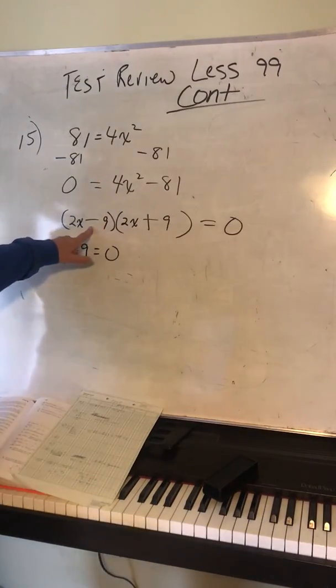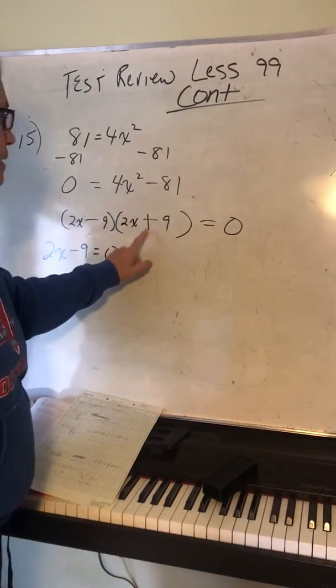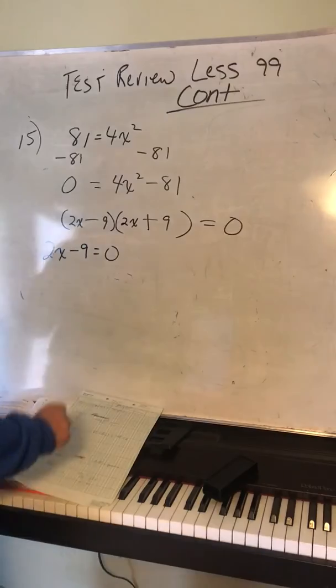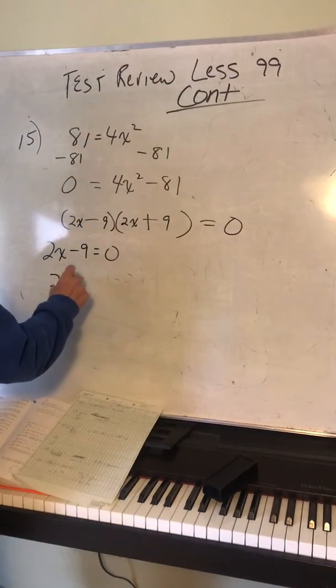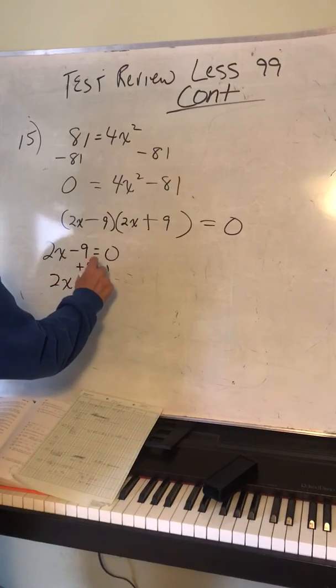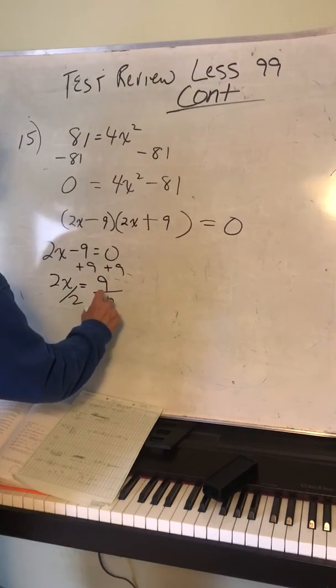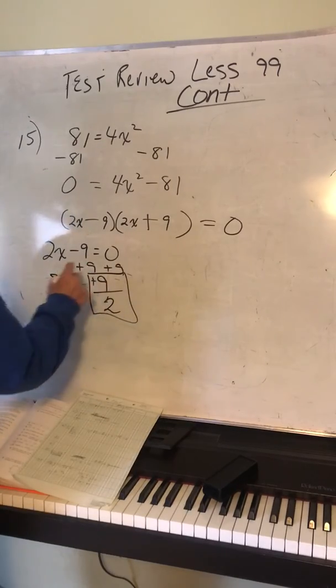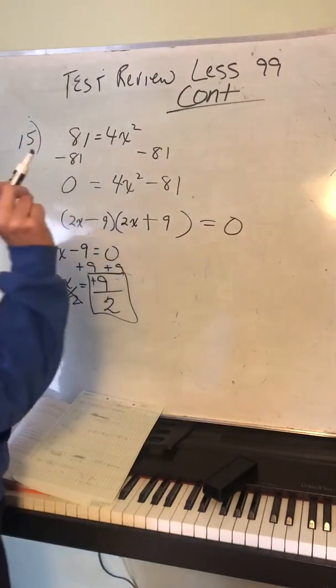If this is 0 times whatever this is, the answer is going to be 0. And we solve for this. This is going to have two answers, remember. Plus 9, divide by 2, divide by 2. And this is one answer, x equals plus 9 over 2.